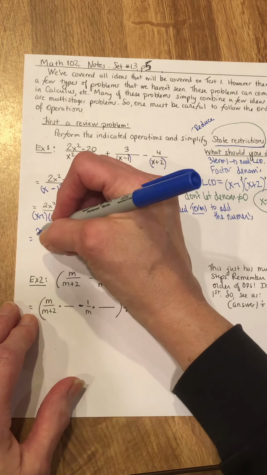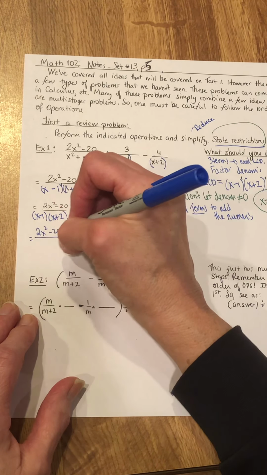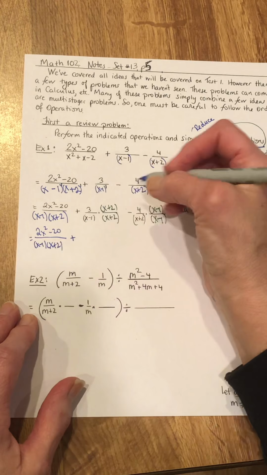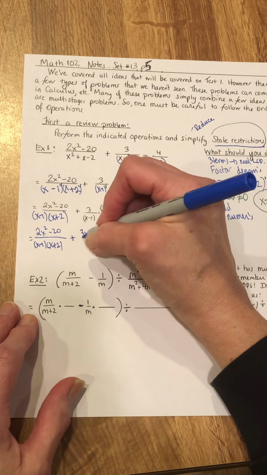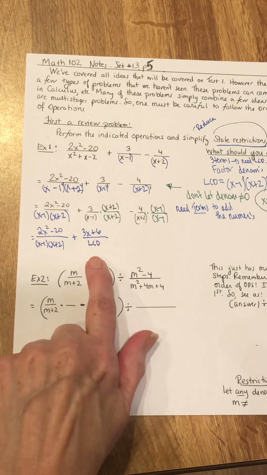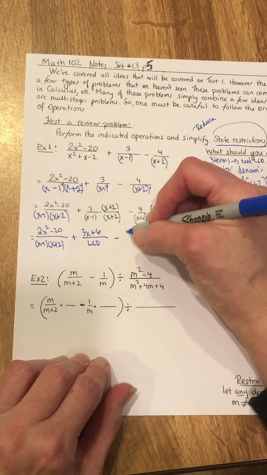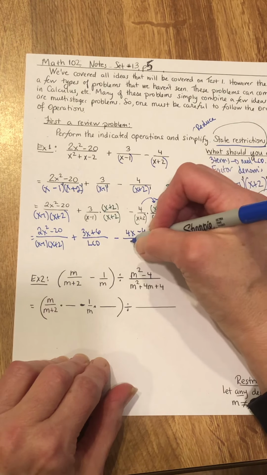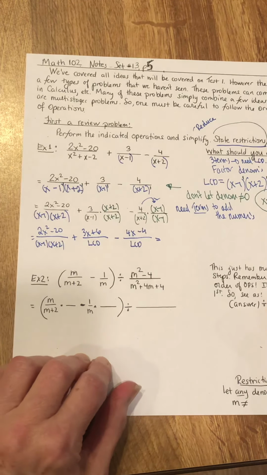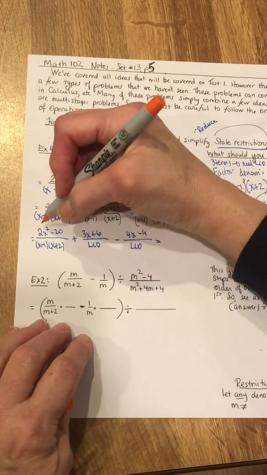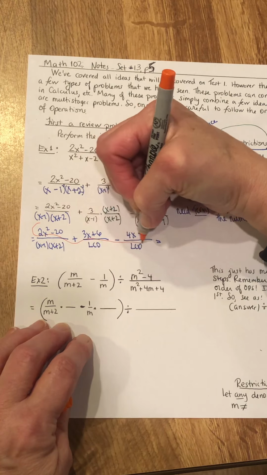So this will be 2x squared minus 20 over x minus 1 times x plus 2 plus 3x plus 6. And all right, if you want to do this in the middle of a problem when they get long over the LCD, I'm okay with that. Minus 4x, I'm distributing the 4x minus 4 over that LCD. So they all have the same denominator. And now, when fractions have the same denominator, you just add the numerators.